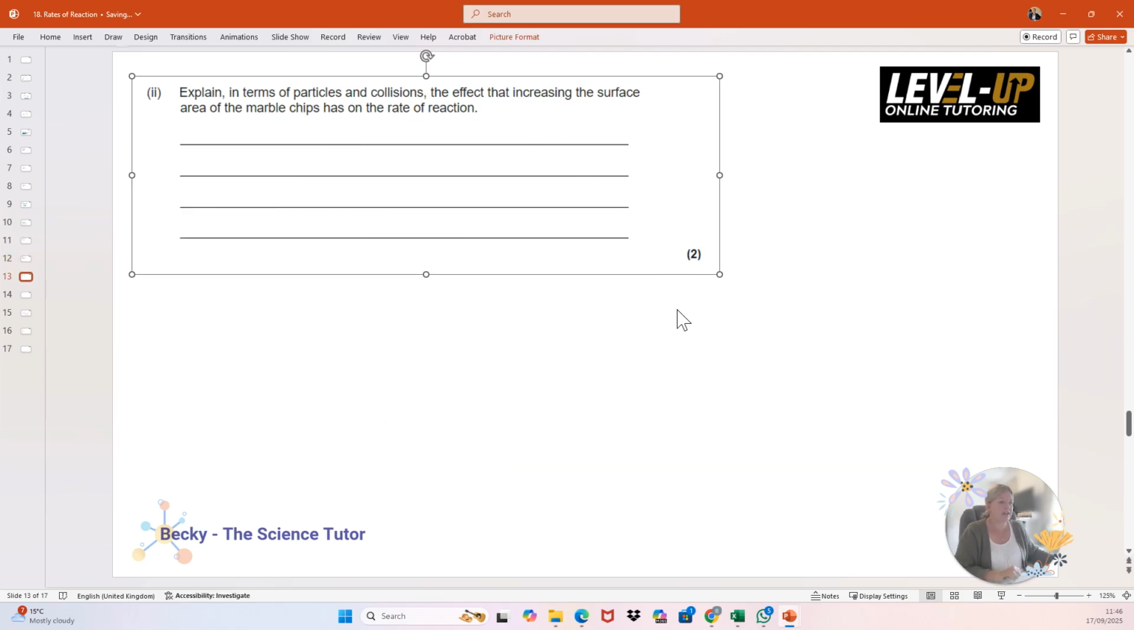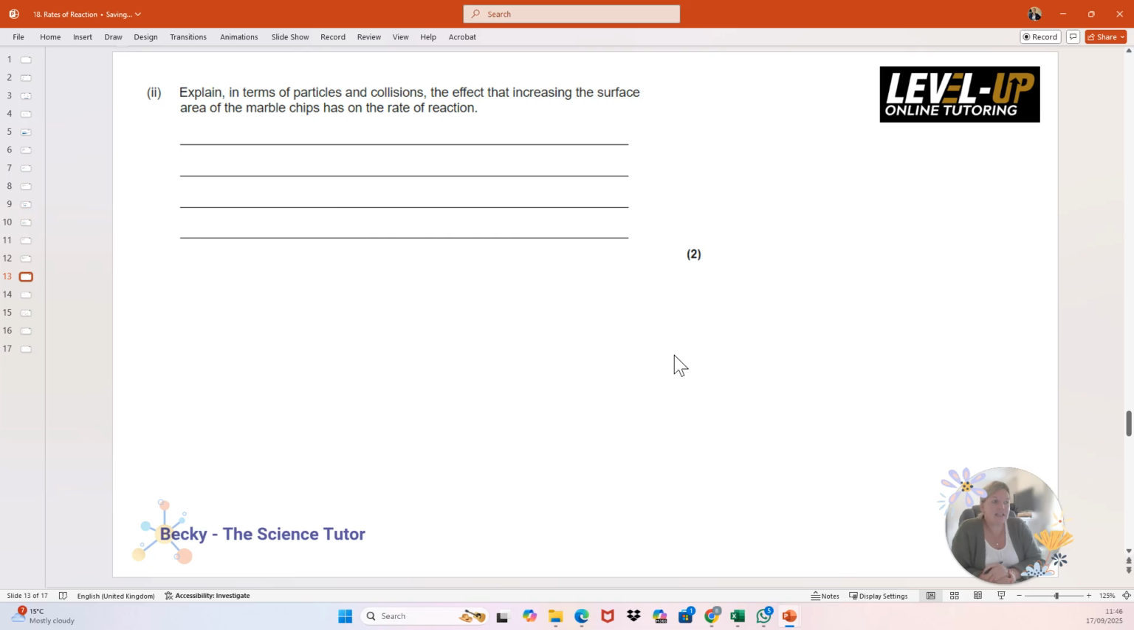Explain in terms of particles and collisions the effect of increasing the surface area of the marble chips on the rate of reaction. Okay, so just 2 marks for this one because this is what we were just talking about. So what does it do? Well, we're going to get an increased rate. So something about it increases the rate. Yeah, and why? Because it says explain. Well, because we've got more frequent collisions. So nice and straightforward for that one.